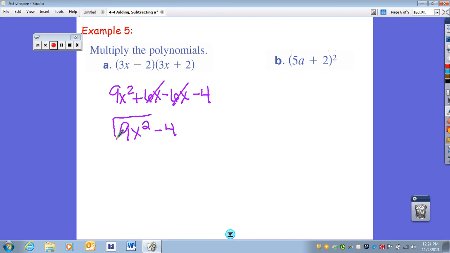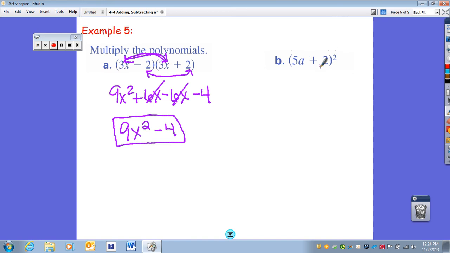Remember, that's the special pattern called the difference of squares. So if you recognize that special pattern and you remember that the middle terms will have a sum of 0, you really only need to do the F, or multiply the first terms together, and the L, or multiply the last two terms together.